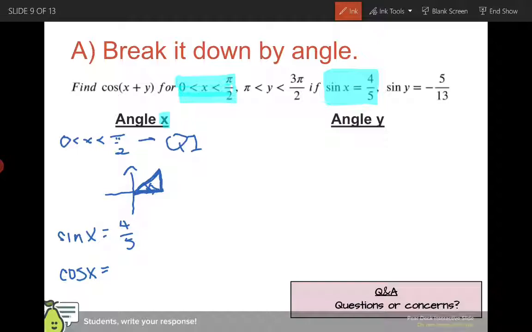Sine is the ratio of the opposite to the hypotenuse. Cosine is the ratio of the adjacent to the hypotenuse. So I know the hypotenuse, but I need to find the adjacent side length. You can use Pythagorean theorem to figure out what this side length is. Or you can say, hey, it's a Pythagorean triple. It's a 3, 4, 5 triangle. So the cosine is 3/5.